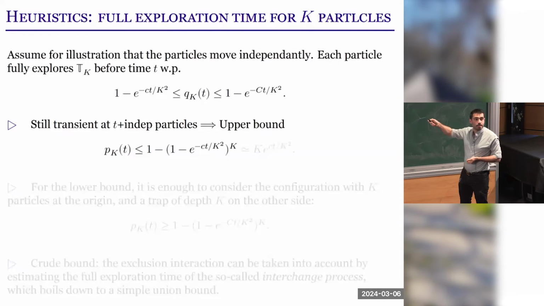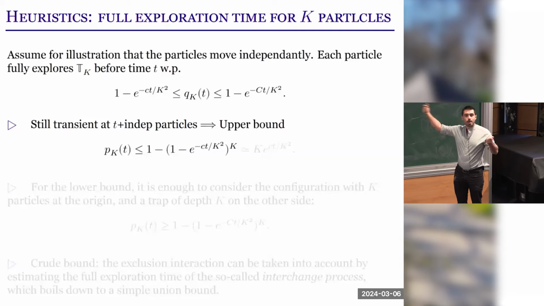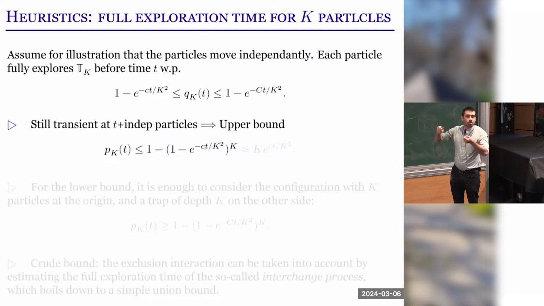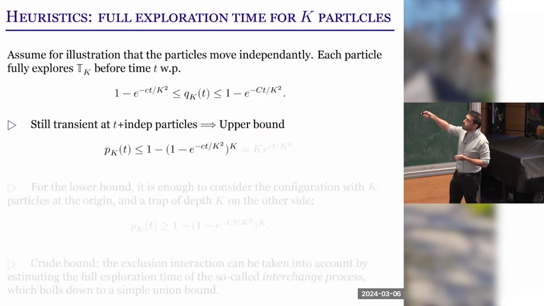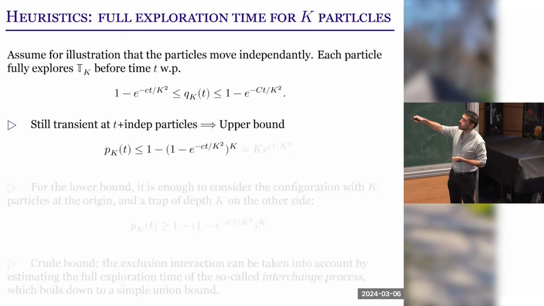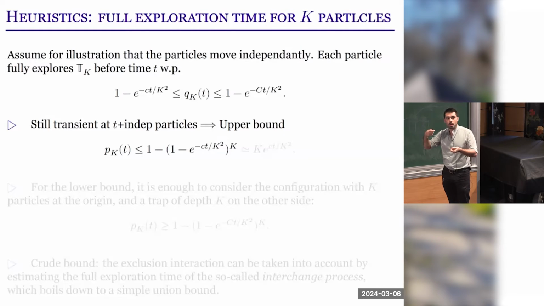If you take a single particle and you put a trap on the other side of the system, the time it's going to take for it to discover the trap is, in some sense, going to be upper and lower bounded. So the probability that the particle has not discovered the trap before time t is going to be upper and lower bounded by quantities like 1 minus e to the minus c t over k square. And this k square comes from the fact that the particles are going through a diffusive motion.